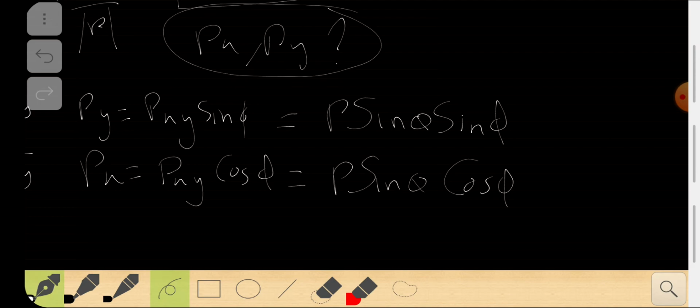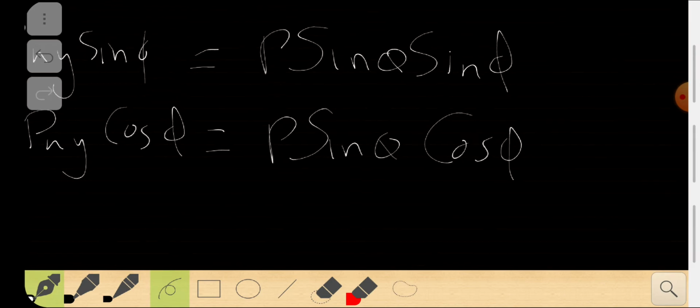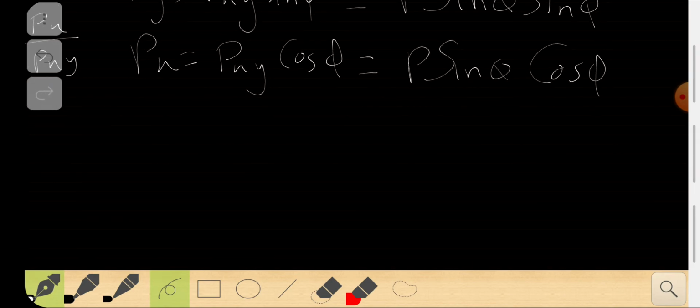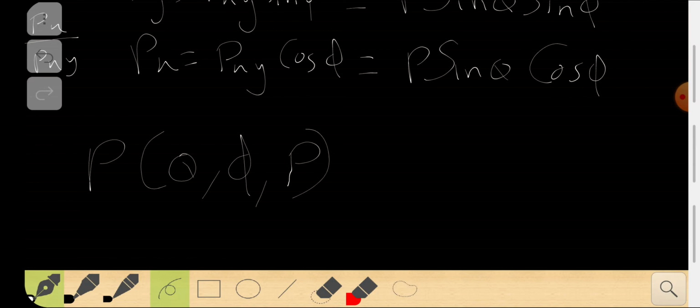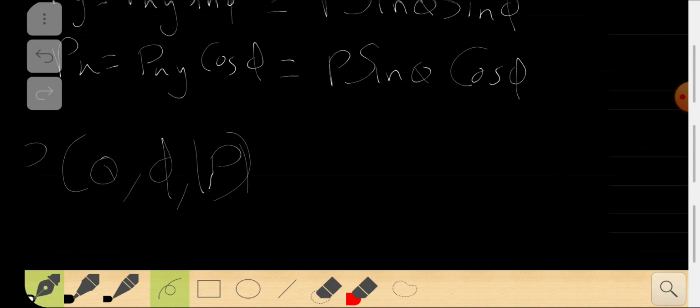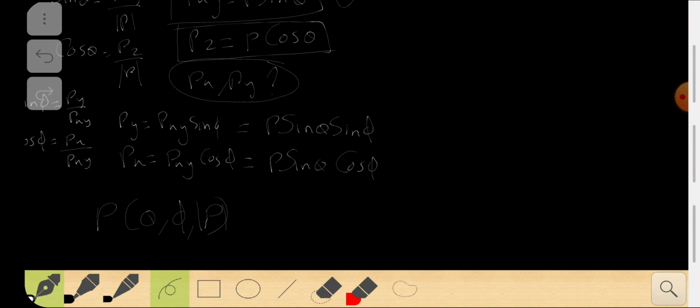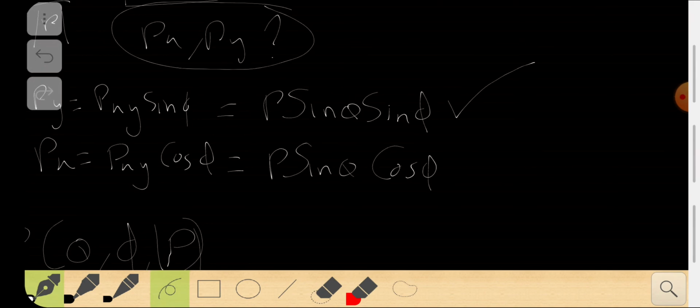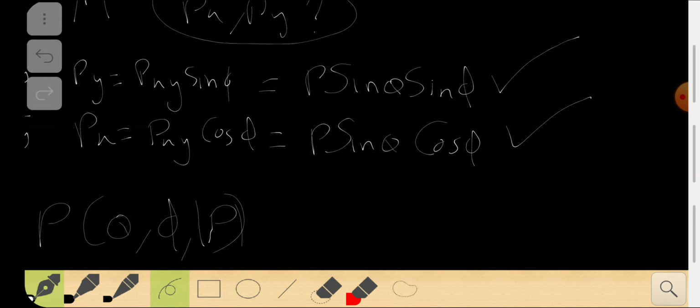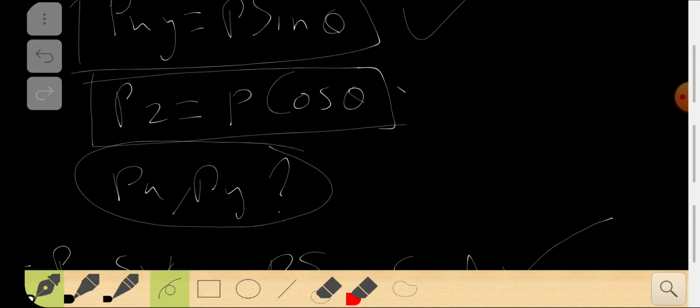So we have found out the components in three-dimensional Cartesian spherical polar coordinates. This is called spherical polar coordinates because we are representing this whole vector p in terms of theta, phi, and r, which is p. The magnitude of p is the radius, or the radial component. So we have found out what the py component will be, what the px component will be, and what the pz component will be.